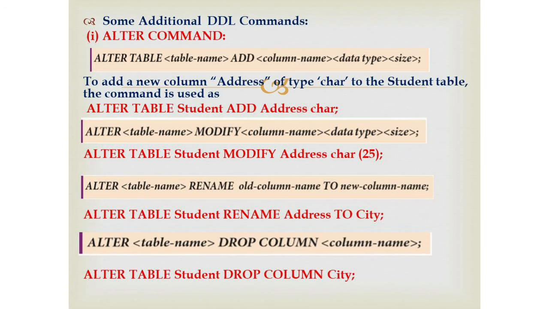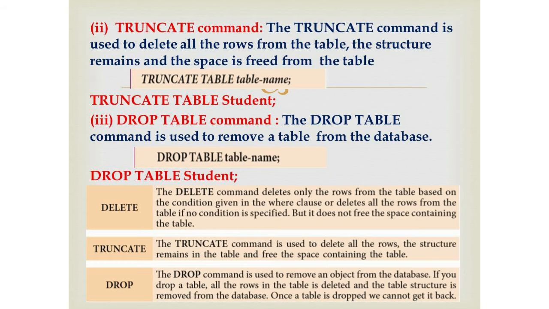Clear, all of you? Now we'll see about the TRUNCATE command. The TRUNCATE command is used to delete all the rows from the table. The structure remains and the space is freed from the table. If you want to remove all the rows from the table, you have to use the TRUNCATE command. But here the structure remains. The structure won't get deleted.